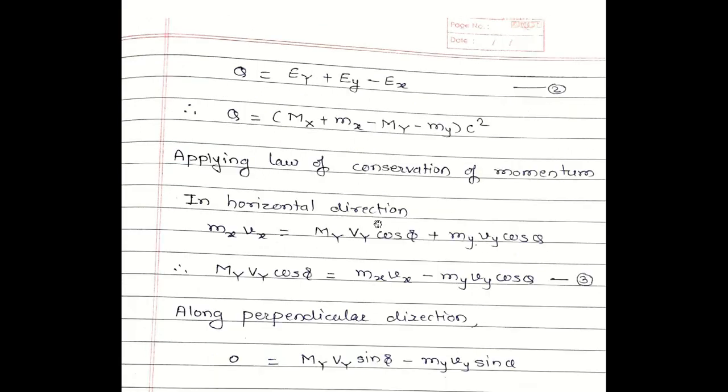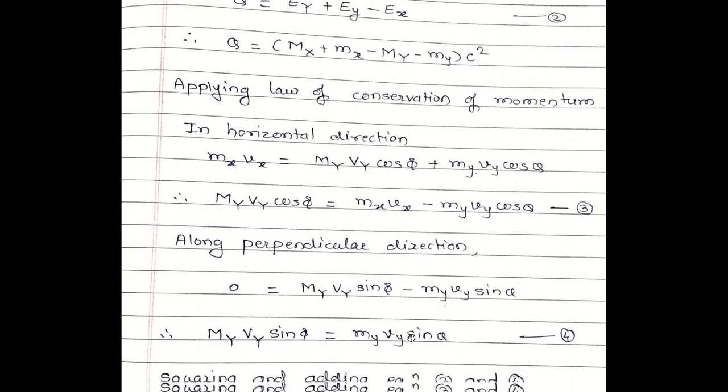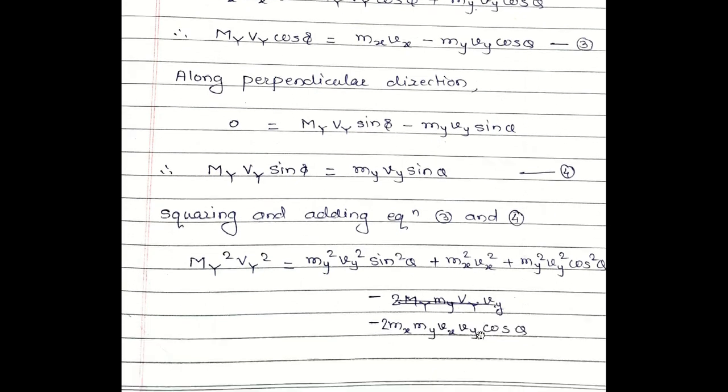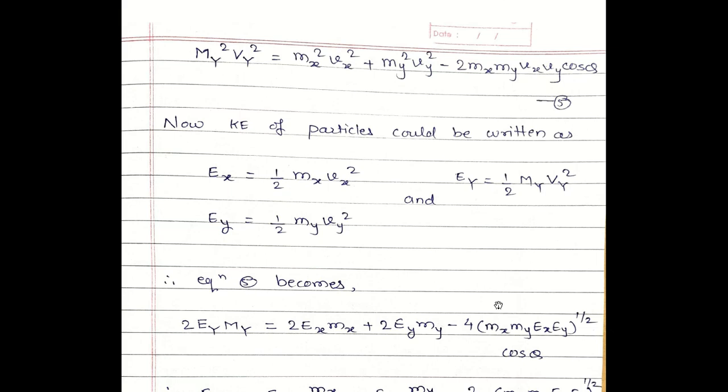So its perpendicular, the perpendicular component of its velocity will be 0. So we will get this equation along the perpendicular direction. So I can rearrange equations 3 and 4. After rearranging and squaring and then adding these two equations, we will get a more simplified form of the above equation, wherein we have used the formula sin square theta plus cos square theta is equal to 1. And that's why we will get an expression like this.